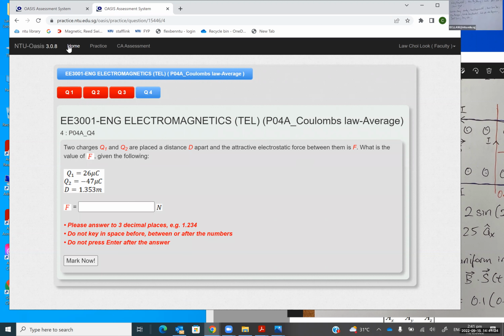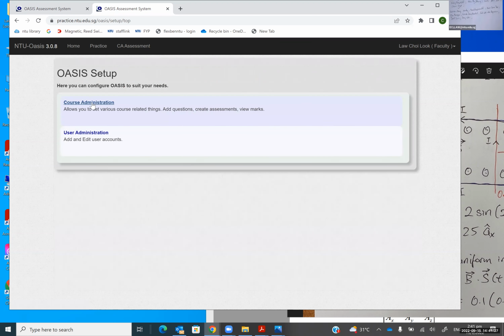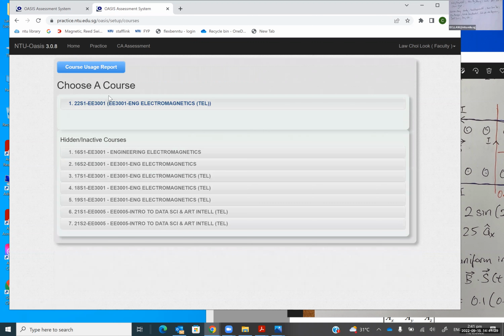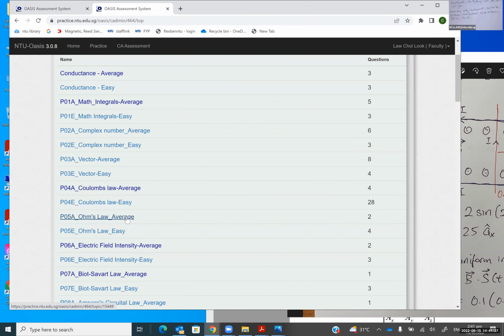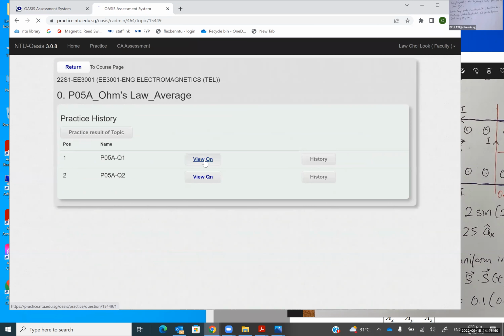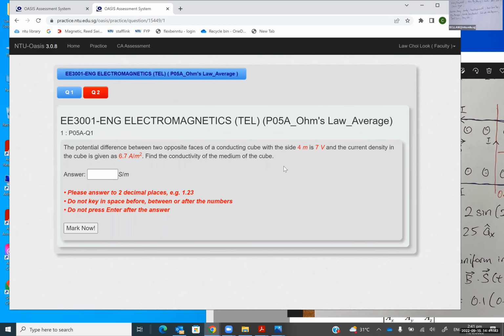Okay, so let's go to another topic. Ohm's law. I don't think we have any Ohm's law question. Okay, so here's one. There is either direct or indirect. Often it is related to the current density or current. So there are questions of this type.